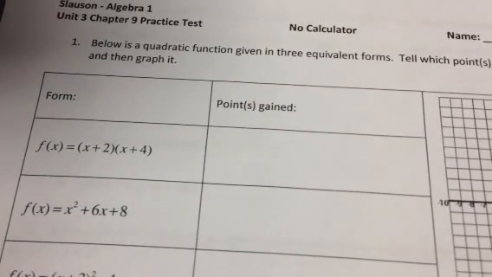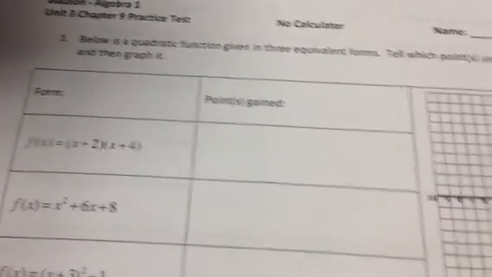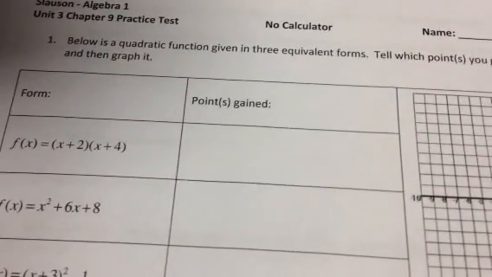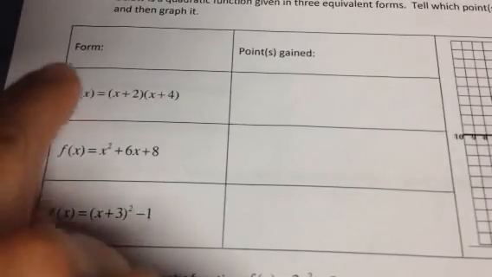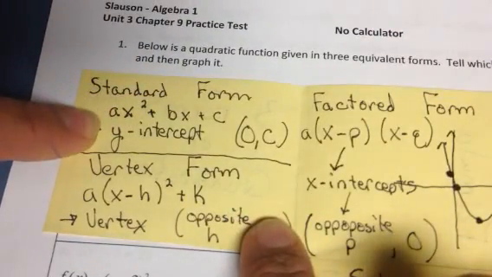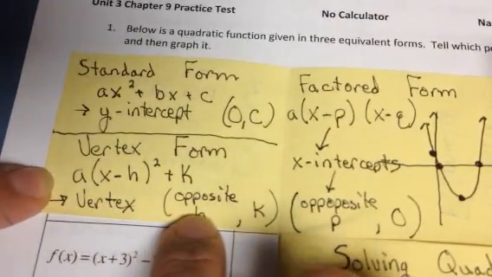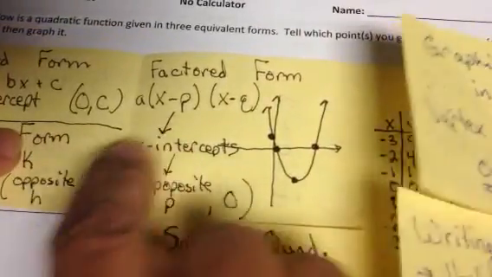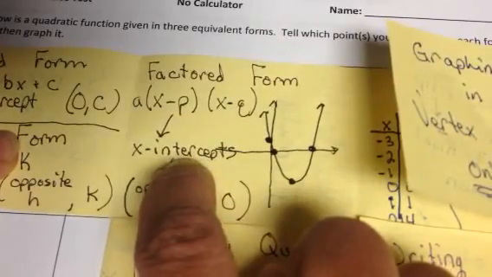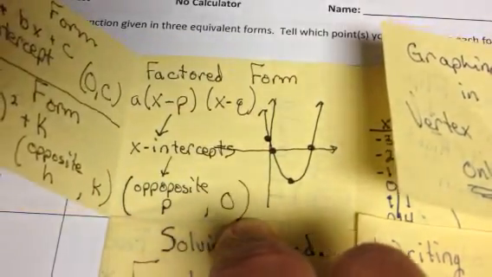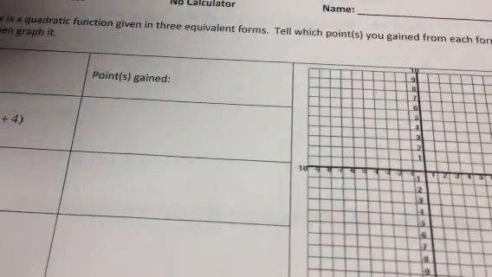So below is a quadratic equation given in 3 equivalent forms, and you need to tell which points you gain from each form, and then you're going to graph it. Okay? So first, in our flip book is the top left. Here's our 3 forms. We've got standard form, which gives you the y-intercept, c. We've got vertex form, which gives you the vertex. It's the opposite of h and k. And then we've got factored form, which gives the x-intercepts. And it's where you take the opposite of this and this. And then between those things, you can get a pretty good graph.